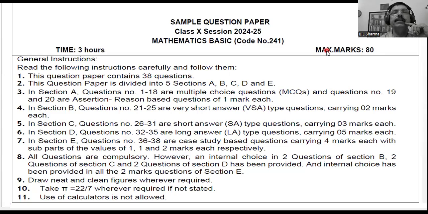Sample question paper issued by CBSE of class 10, session 2024-25. And this is Mathematics Basic with the code number 241. The total number of hours is 3 hours, and maximum marks is 80.